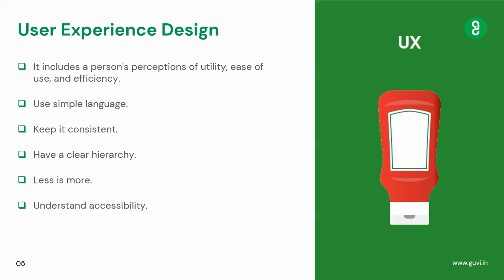For example, look at this ketchup bottle right now. The earlier one was looking great, but this is basically more useful in a way. So that's the main purpose of UX. It makes your UI more efficient. So yeah, we'll go with the points now. It includes a person's perceptions of utility, ease of use, and efficiency. As I said, ease of use and efficiency should be the main target of user experience.